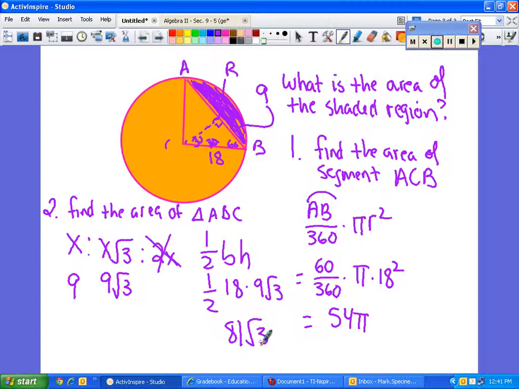To finish the problem, we do 54 pi minus 81 times the square root of 3. You take 54 times pi, plug it in your calculator, then subtract from it 81 times the square root of 3. Whatever the calculator spits out as your answer, that's your answer. The answer in the book is 29.3.